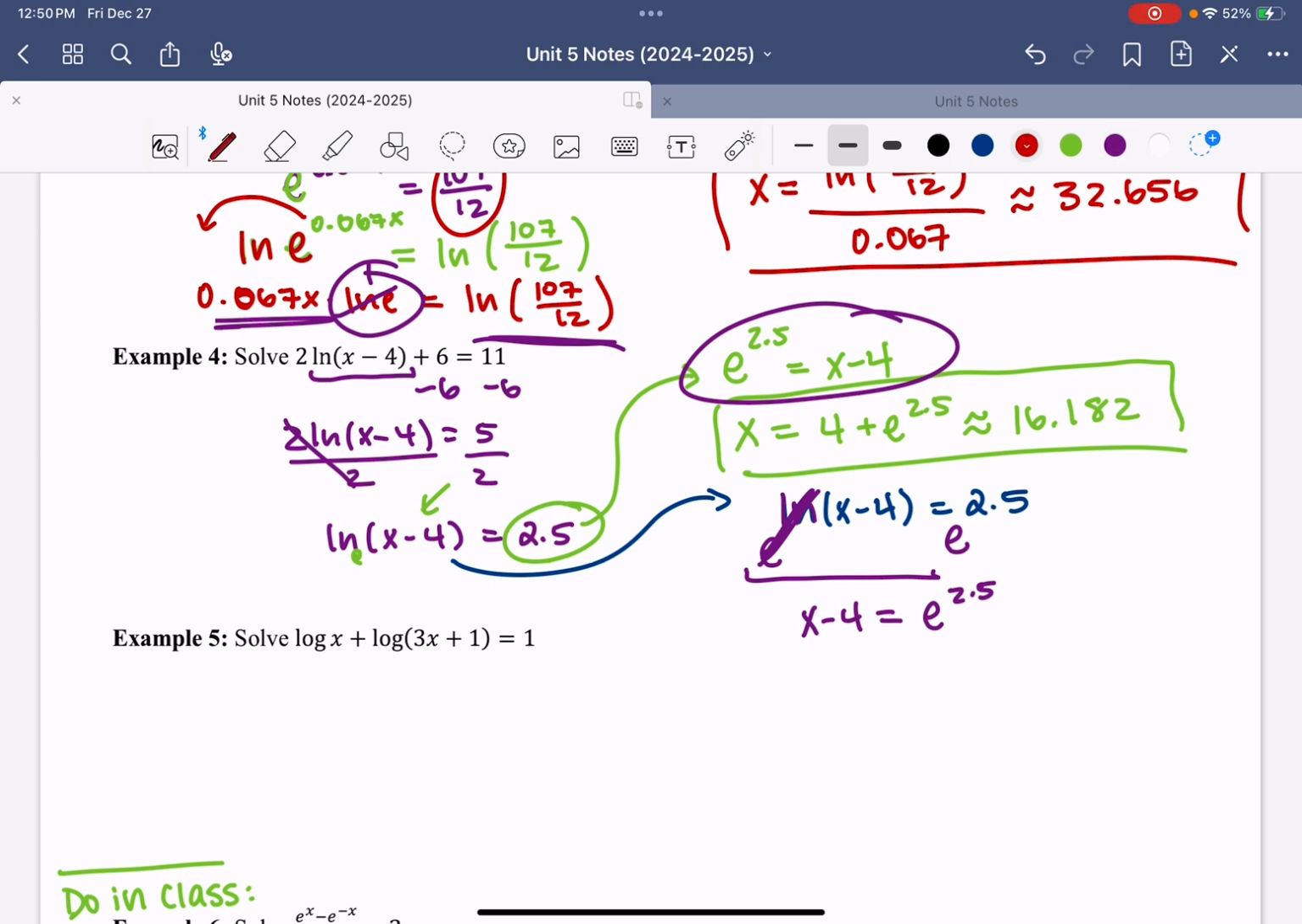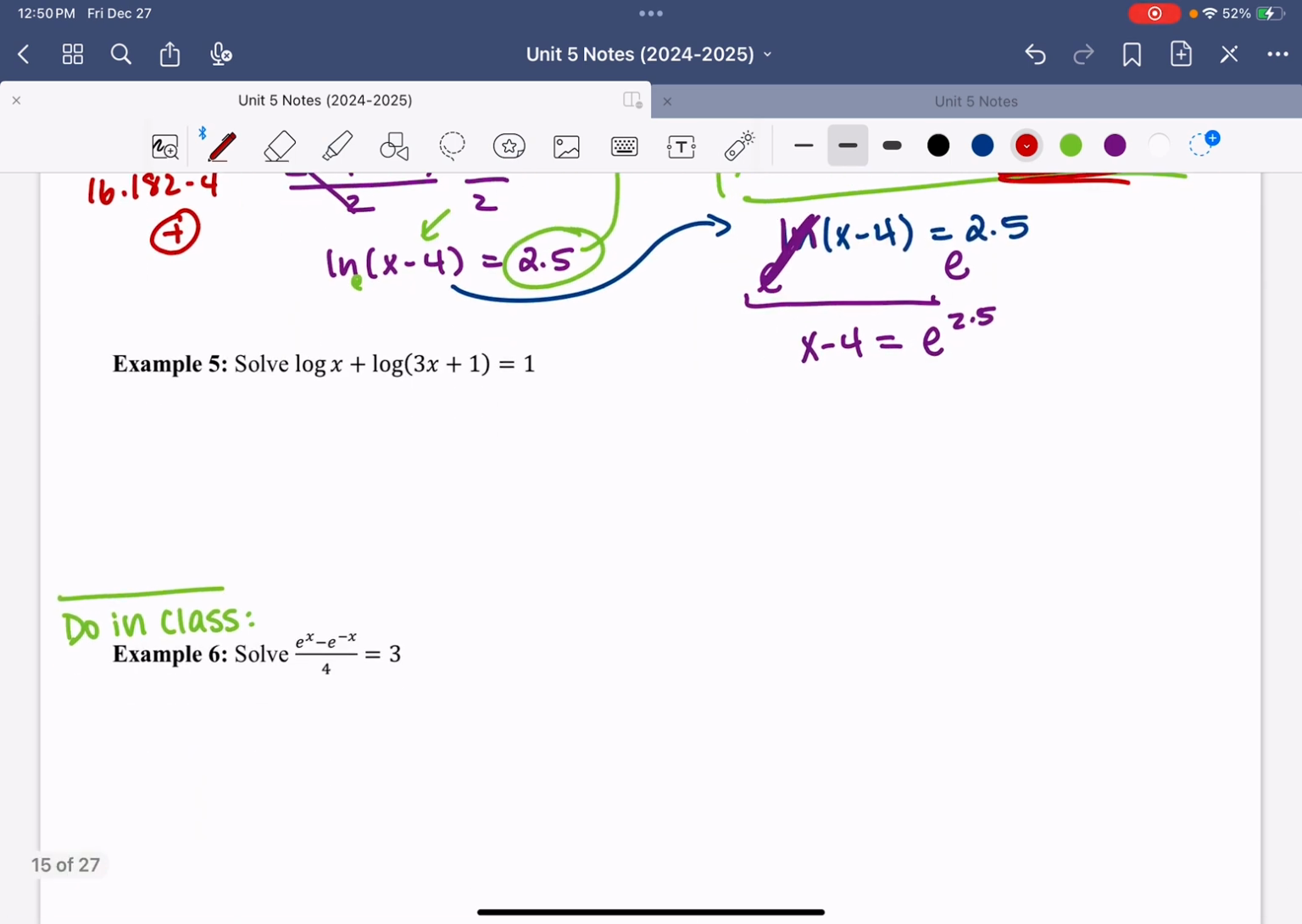Before we move on to example 5, though, this was starting with a logarithm. I do need to make sure that I don't have an extraneous solution. I do see, though, when I plug in 16.182, 16.182 minus 4 is a positive number, so we're going to be good to go there. So, not extraneous.